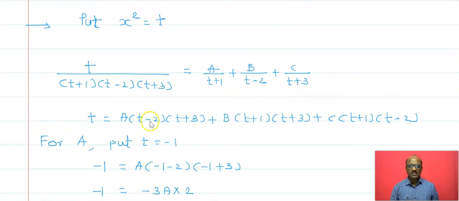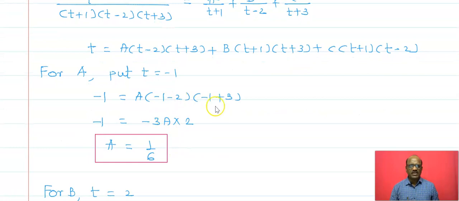Therefore, here t is equal to minus 1. Here it is a times (minus 1 minus 2), times (minus 1 plus 3). Here it is minus 3 and 2. That is minus 6. And here it is minus 1. Therefore, a is equal to 1 upon 6.